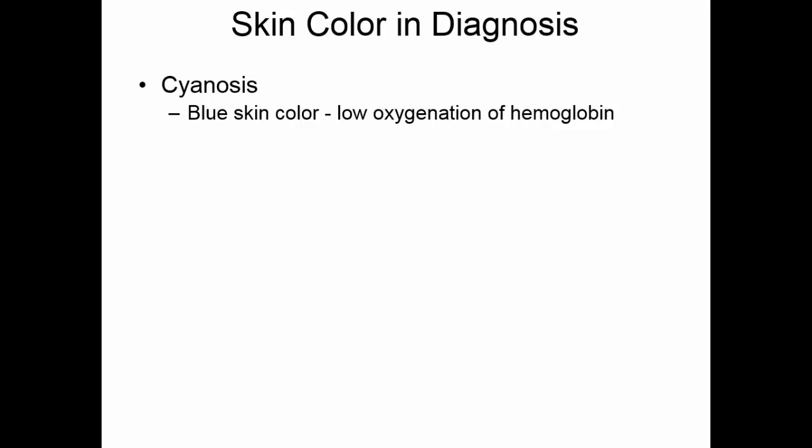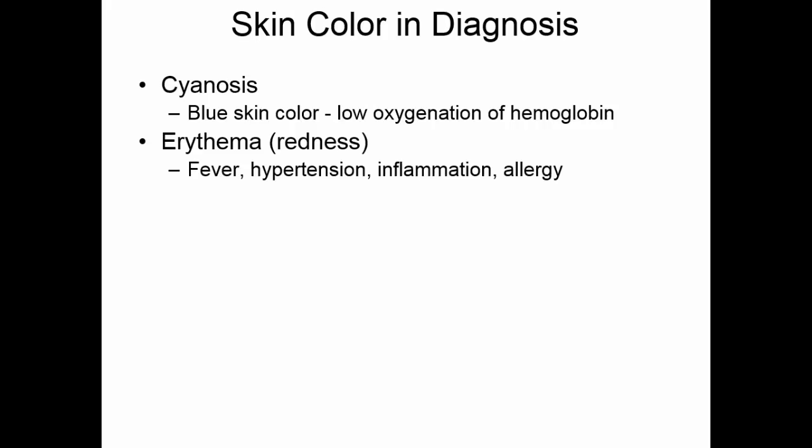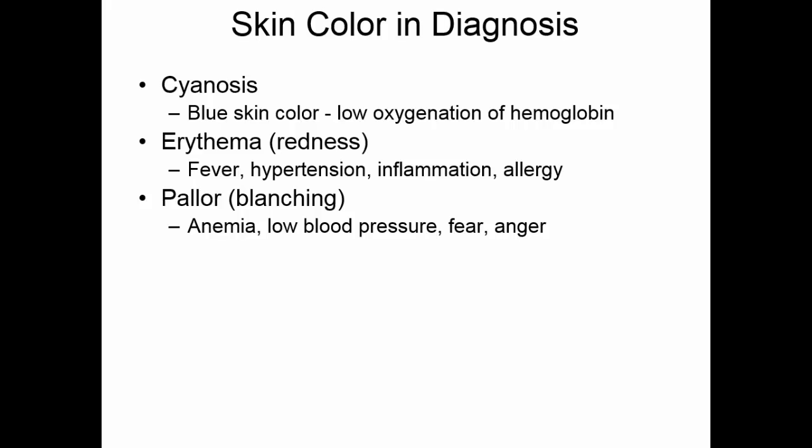Some skin colors indicate some sort of pathology. Cyanosis is a blue skin color that indicates that there's a low oxygenation of the blood. The hemoglobin is not as red as it should be. We usually see cyanosis in the nail beds and around the lips. Erythema is a redness. This is when there's extra blood in the dermis. This can be as the result of fever, hypertension, inflammation, or allergy. Pallor or blanching is when someone gets very pale. Someone with anemia tends to be pale. Low blood pressure will make you pale, as will fear and anger.